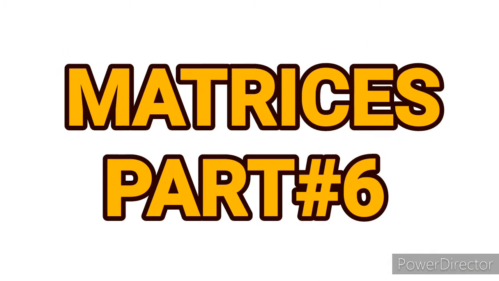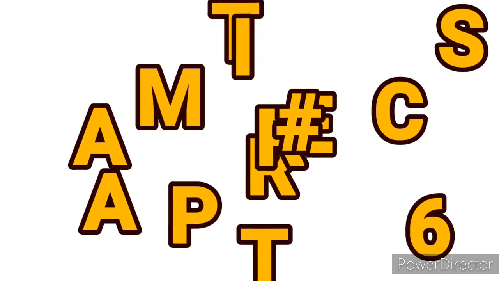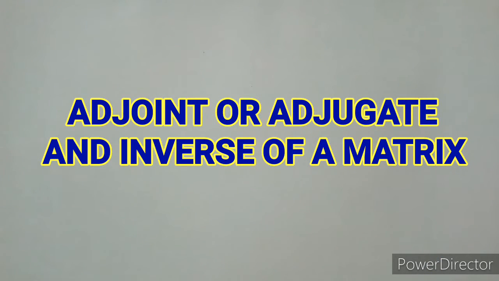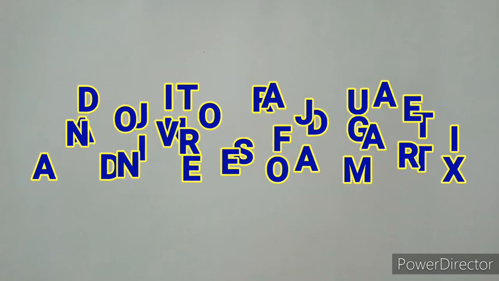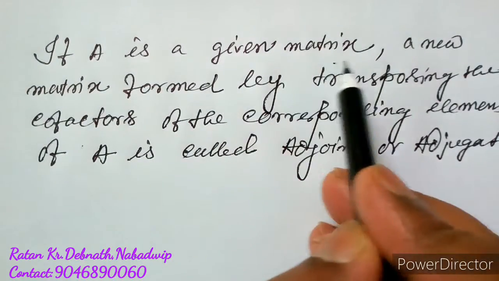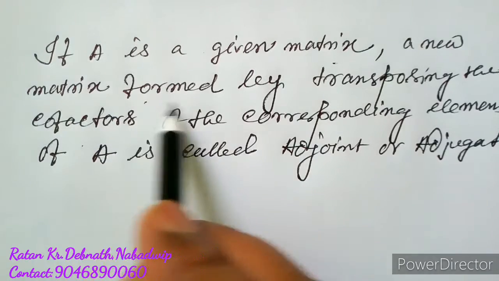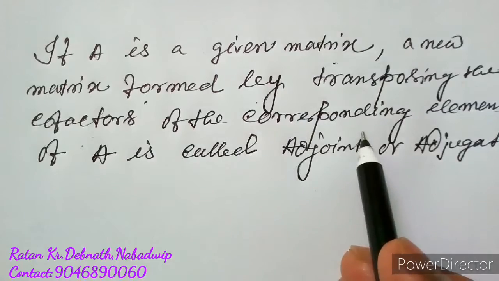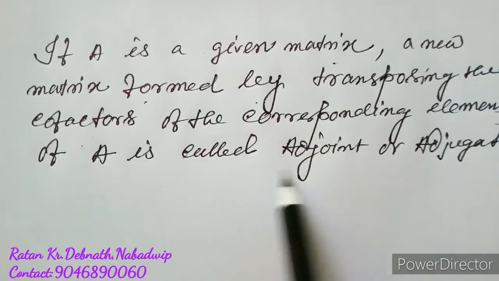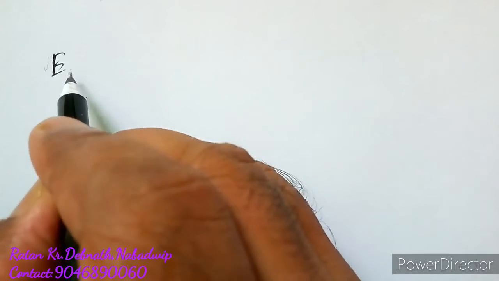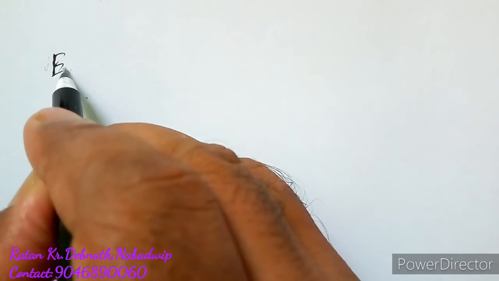Dear students, we are going to learn about adjoint and inverse of a matrix. Let us define adjoint of a matrix. If A is a given matrix, a new matrix formed by transposing the cofactors of the corresponding elements of A is called adjoint or adjugate. Let us clarify it with an example.